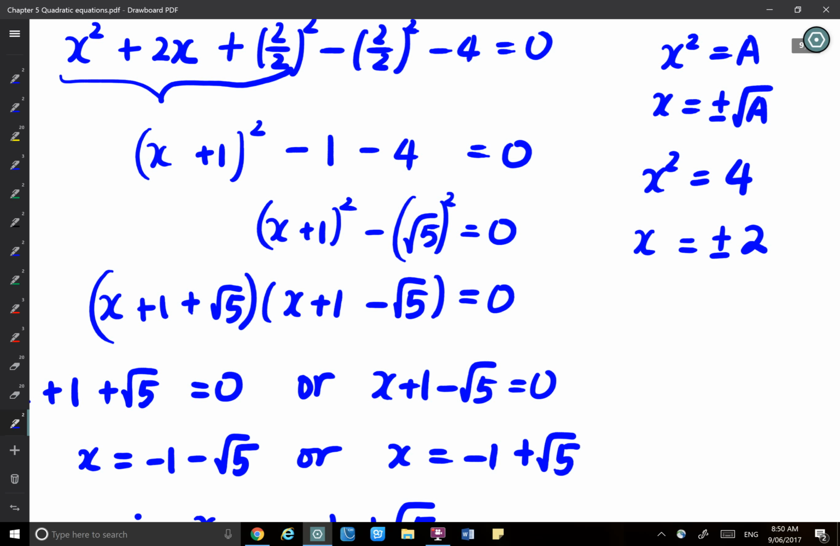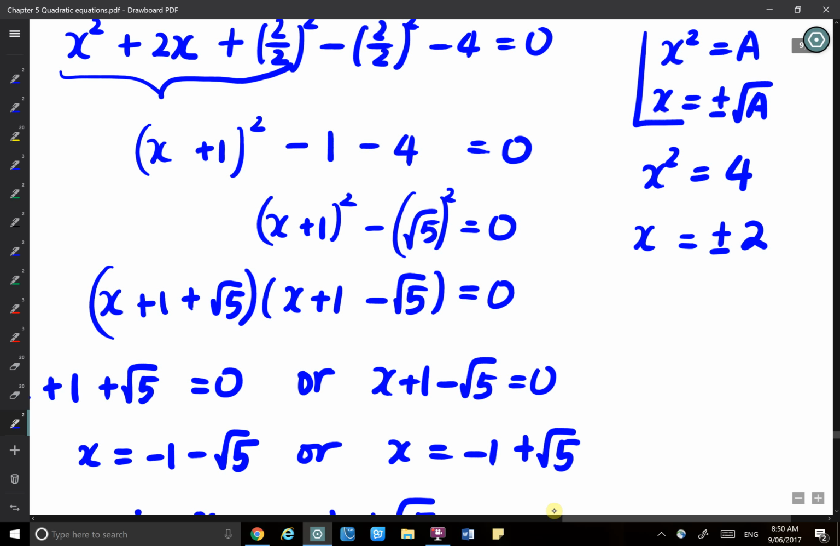What time is it? 15. So plus minus square root 8.